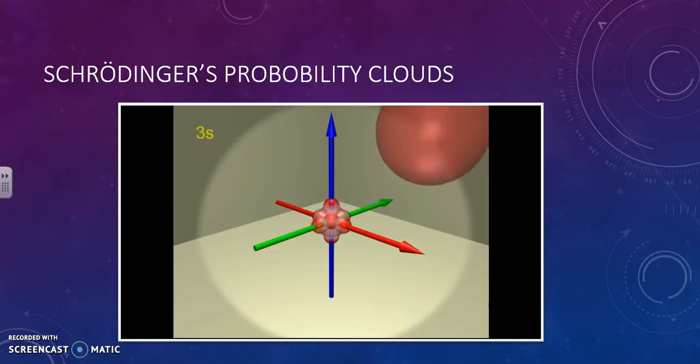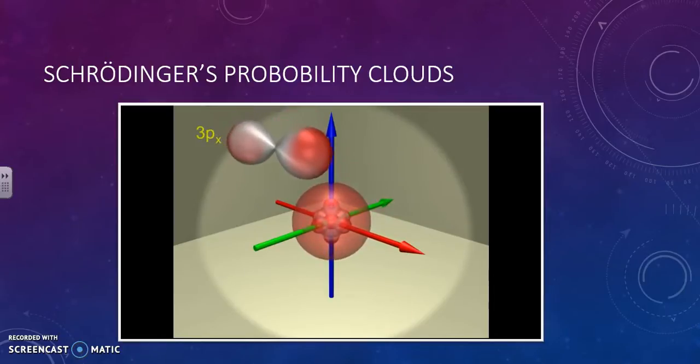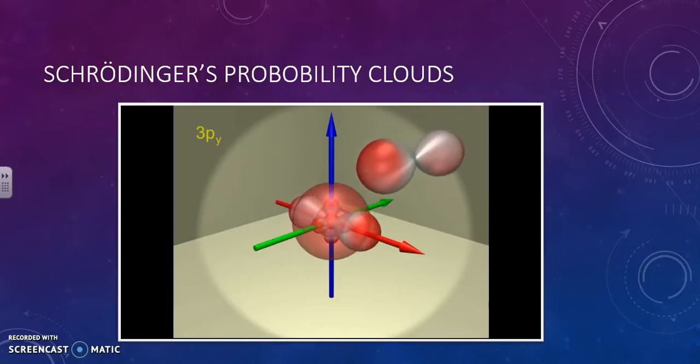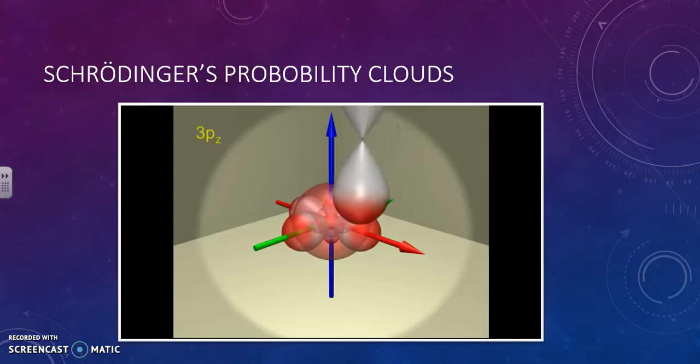Now we move up to the next shell, and again we start with S. This is like a big bubble that just surrounds everything. P cloud number 1, so 2 electrons would live there. Next P cloud, another 2 electrons could live in this space. Third P cloud, 2 electrons would live in this space.